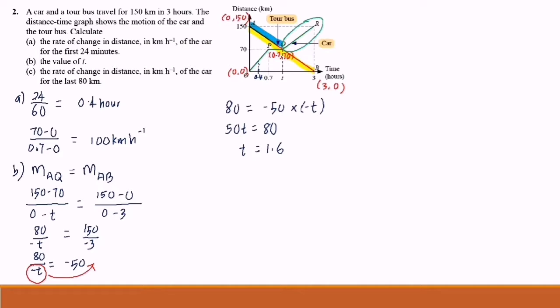Again, we find the gradient of QR. So the point R is 3, 150. The rate of change in distance of the car for the last 80 kilometers is 150 minus 70 over 3 minus 1.6 equals 57.14 kilometers per hour.